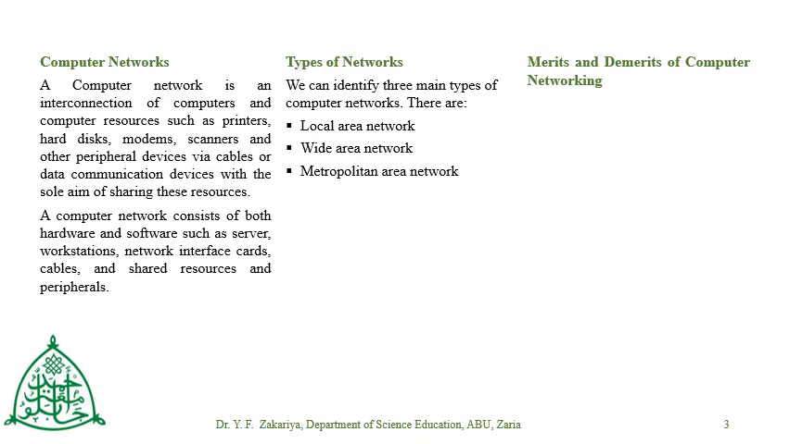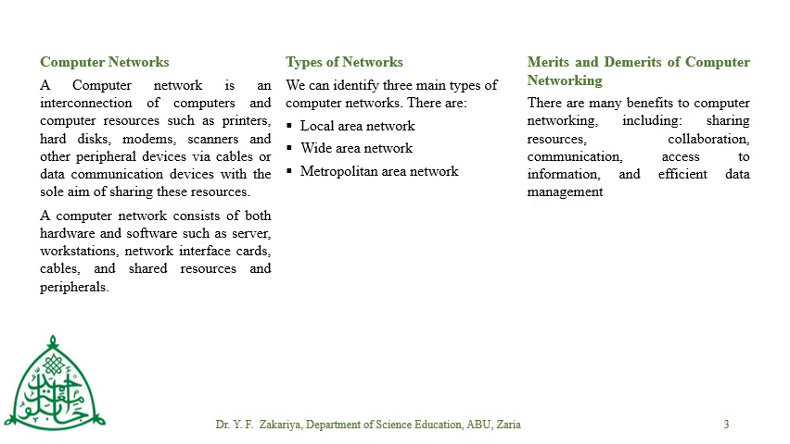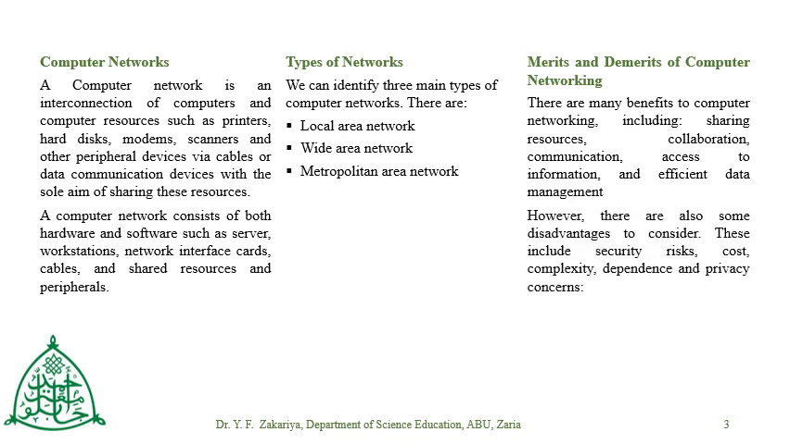All right. So what about the merits and demerits that are involved when we network computers together for the purpose of sharing information? There are quite a number of them which we can mention. There are many benefits to computer networking, including sharing resources, collaboration, communication, access to information, and efficient data management. Okay, networks can help organizations to efficiently manage and store data, making it easy to access and update data and information.